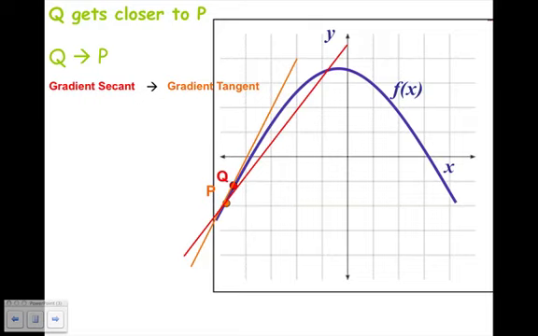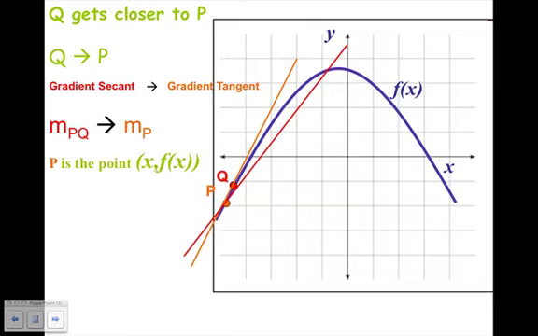And in mathematics, we use the arrow to mean approaches. m_PQ means the gradient of PQ approaches the gradient at the point P on the curve y equals f(x). Now, those two things are true. That statement is true, that the gradient of PQ approaches the gradient at P, as long as the distance between P and Q gets increasingly smaller.